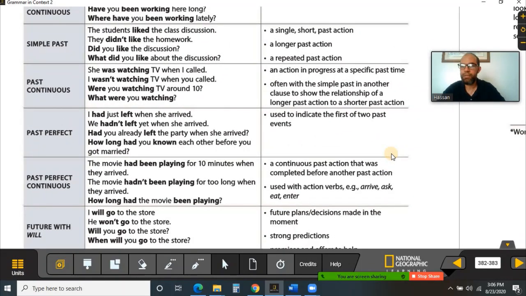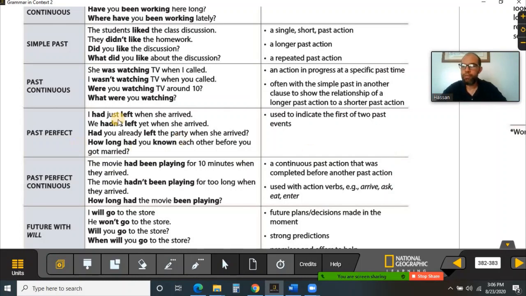Now let's talk about the past perfect. The past perfect is very simple. We use it when we have two actions in the past. Both of them started and finished in the past. Now, we use the past perfect to refer to the action that happened first, and we use simple past for the action that happened second.